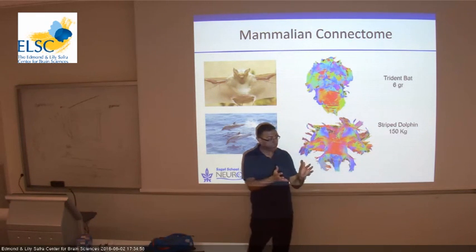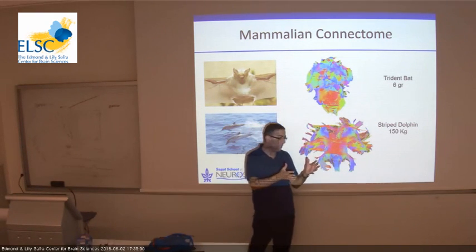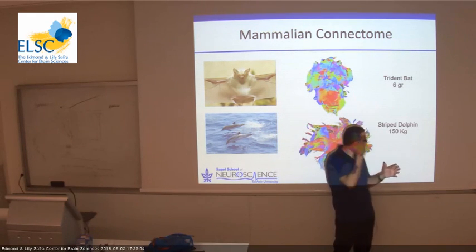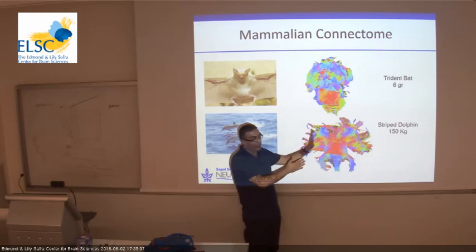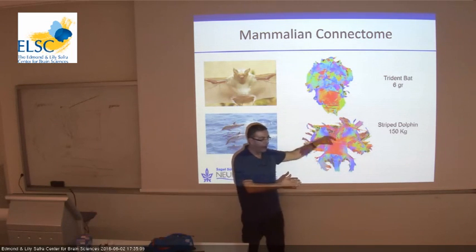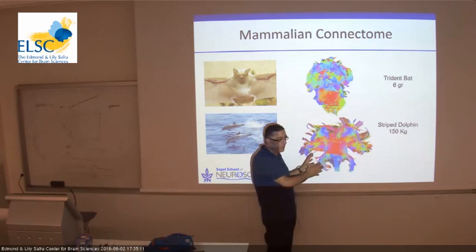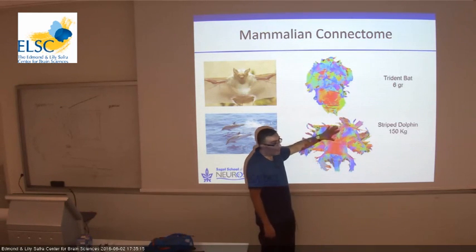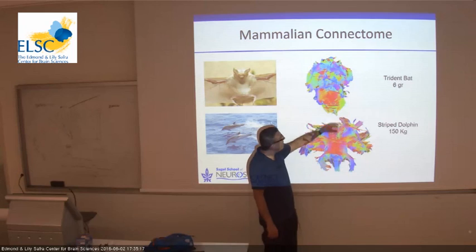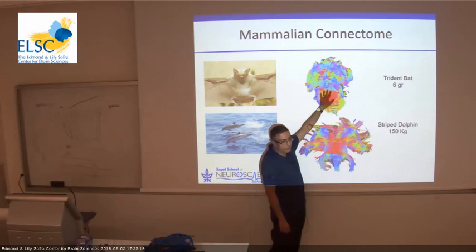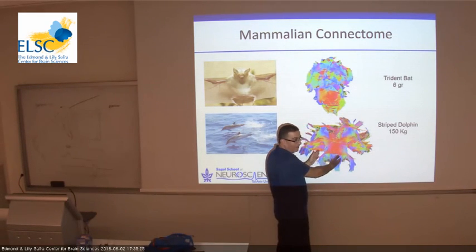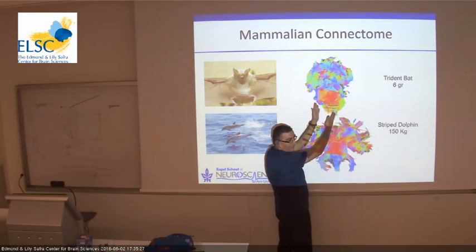So the brains are scanned in 3D, and in imaging we cut the brain into different voxels and we characterize those voxels. The amount of voxels in the dolphin brain was similar to the amount of voxels in the trident bat brain, but the resolution here was about 2.5 millimeters, and here it was 75 microns. It took 30 minutes for that and 4 days for that. Okay?